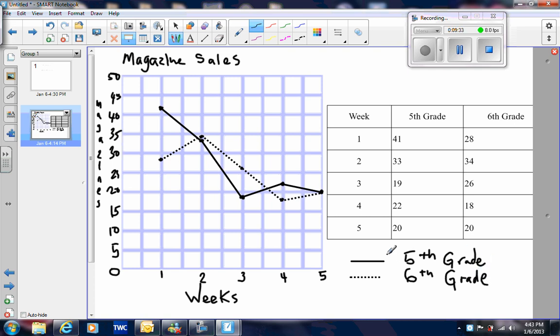All right, so this is how you can take a look at line graphs, and in this case I made a double line graph, keeping track of 2 different groups during that same time period. All right, so I hope that helps on how to make line graphs and double line graphs.